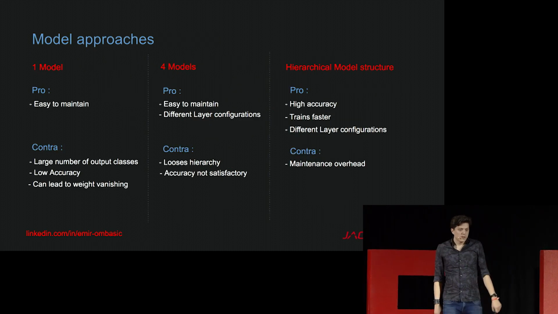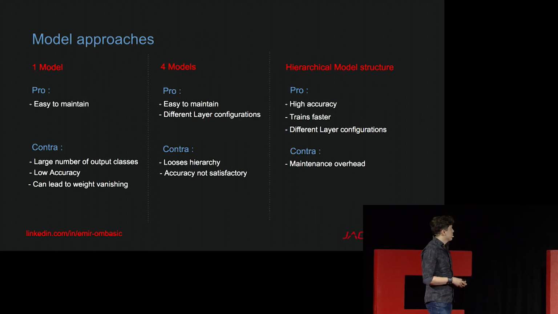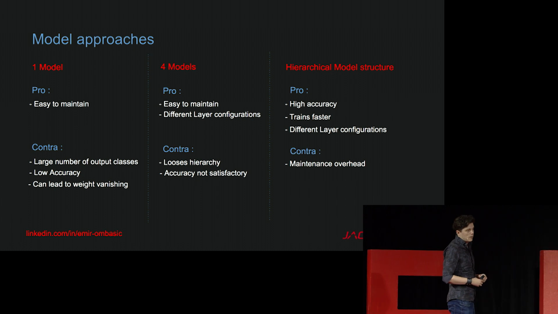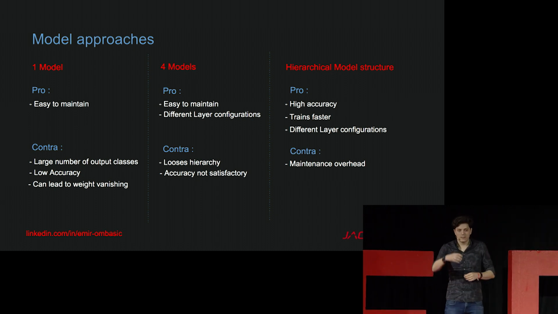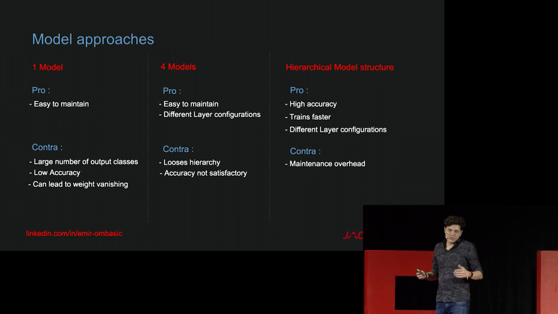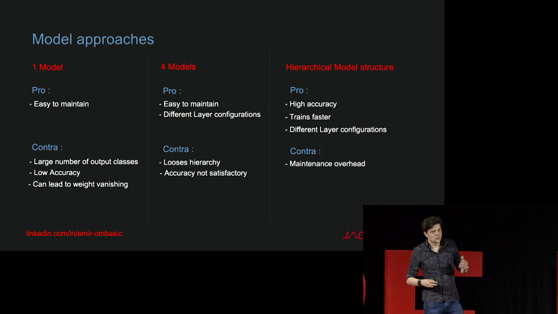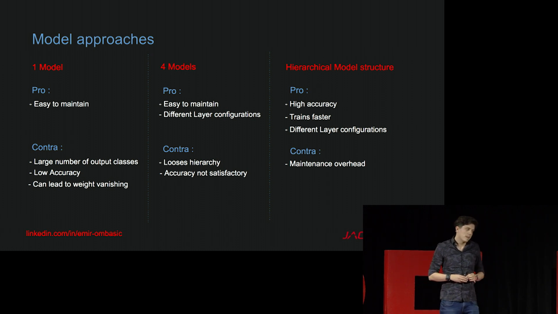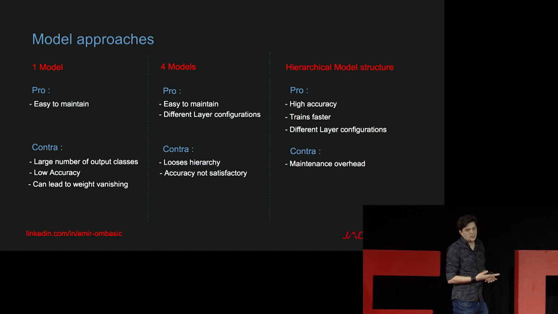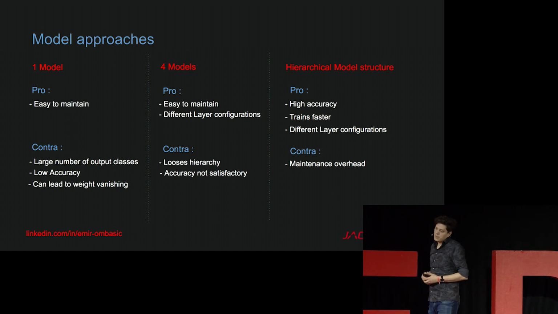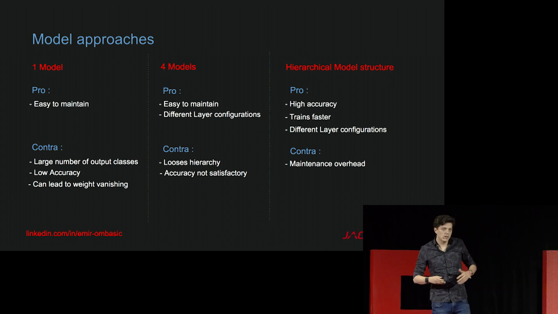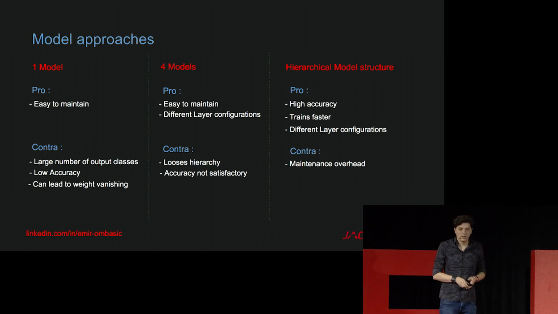Just to compare this once more together, so if we have one model, the pro would be that it's easy to maintain. We have one model, right? But it has a larger number of output classes. It showed really low accuracy, and it can lead to weight vanishing. It's not really possible in most of the real cases that we resolve everything in one model.